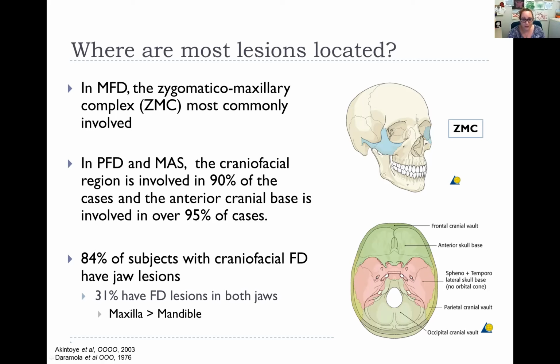In polyostotic disease and MAS, where the disease tends to be more extensive, the craniofacial region is involved about 90% of the time, with the anterior or frontal part of the cranial base being involved about 95% of the time. That's this area in green on the bottom. Approximately 84% of affected individuals have jaw lesions in the maxilla or mandible, which is the upper or lower jaw. The upper jaw is more commonly affected, and about 31% of folks have lesions in both their upper and lower jaws.